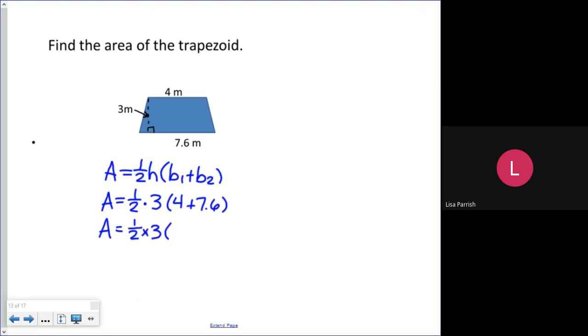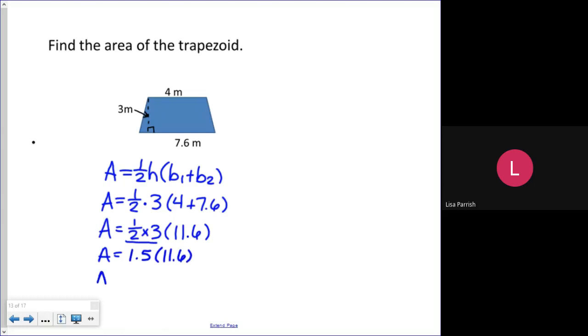So take your calculator, and if you'll add 4 plus 7.6, you get 11.6 or 11 6/10. Follow PEMDAS. I'm going to take half of 3. Anytime you take half, just divide by 2. So 3 divided by 2 is 1.5.